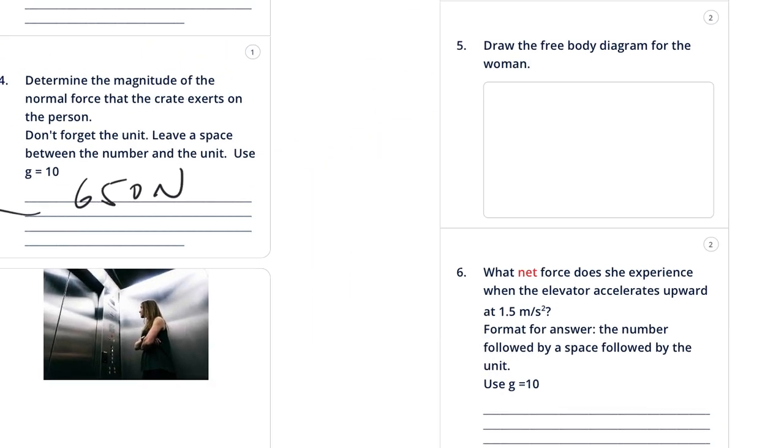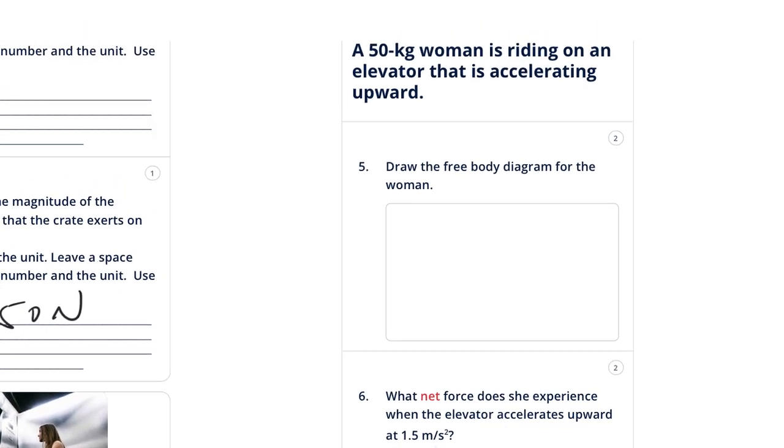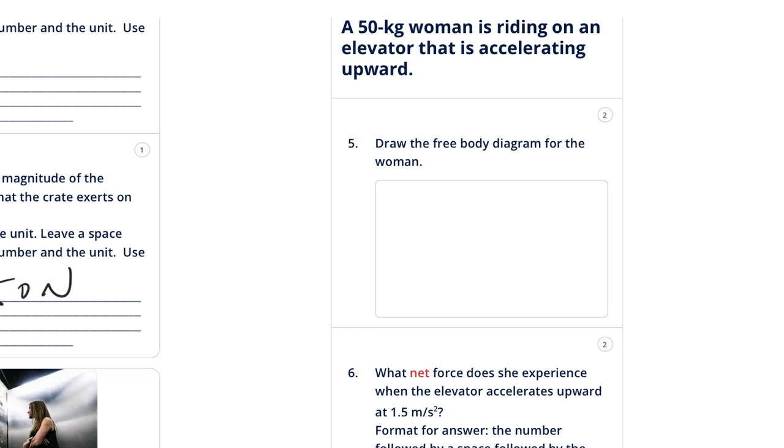Okay, let's do number 5. This lady's in an elevator. It's accelerating upward. So let's just draw it. She's in an elevator. I have her sitting down. And it's accelerating upward. So for the lady, the upward force is normal force. That's going to have to be bigger than the downward force, which is the weight of the lady. So you would draw an arrow that's pointing up.